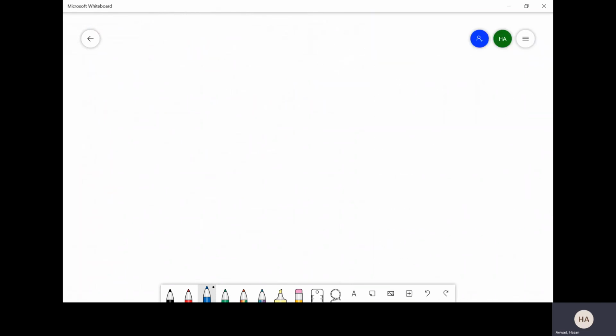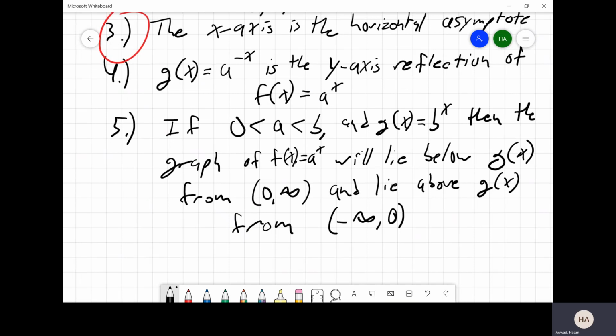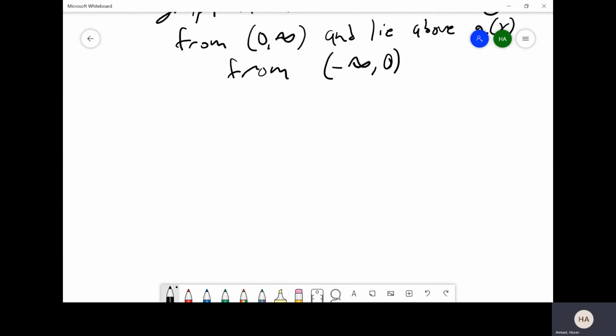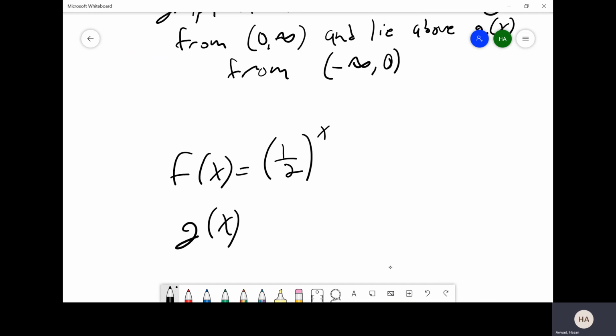I'm going to go ahead and clear this off, and we're going to move on here. Your first classwork example is I'm going to give you two functions. Actually, sorry, I just realized I do not want to clear off all these facts. Your first function is f of x equals 1/2 to the x, and your second exponential function is g of x equals 2 to the x.